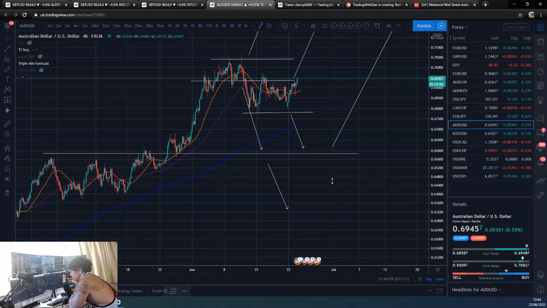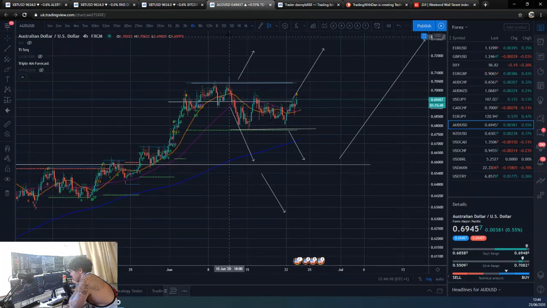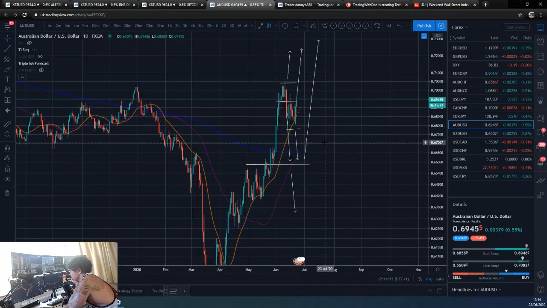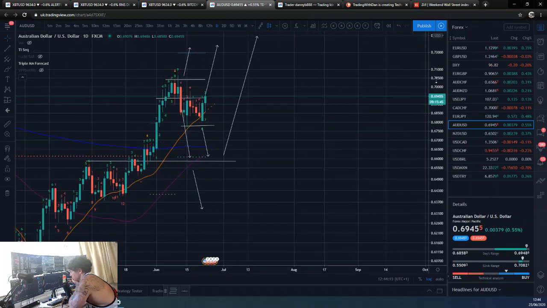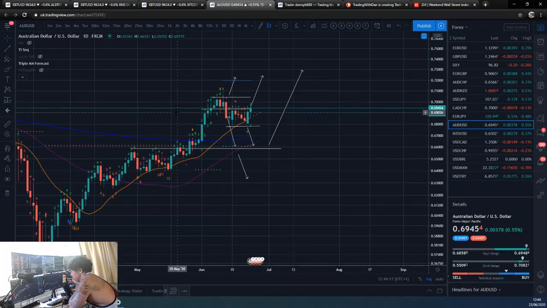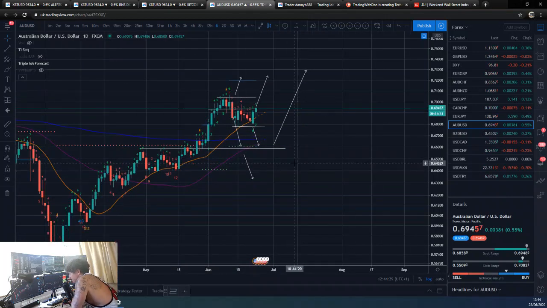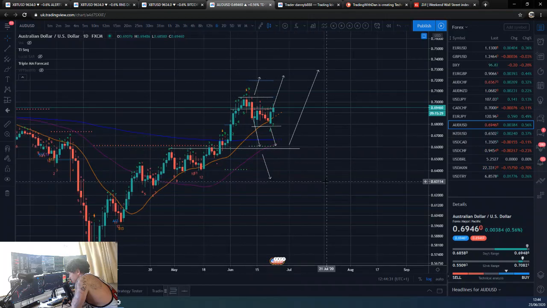Aussie dollar, US dollar, looking good for a move up here. Let's get to the daily. Looking good for a move up. Bullish, above the 200, supported by the 21. 50 period, golden cross coming in, golden cross angled up. 200 period, it's going to get dragged up a little in a bit. This is looking bullish, really. This is looking like a buy.